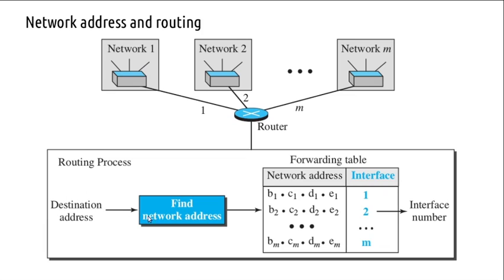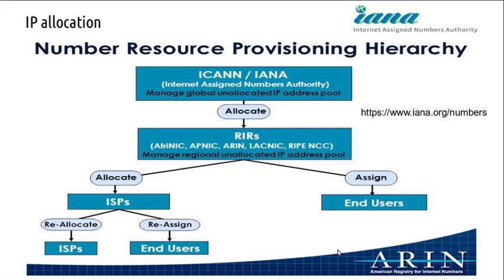You will have a destination address. You have to locate the network address. Network address means it has to find the first initial part, the prefix. Later on we will see a concept called route aggregation or route summarization. So the basic idea is that it checks the address and just forwards to that particular network. That is the basic idea of routing.